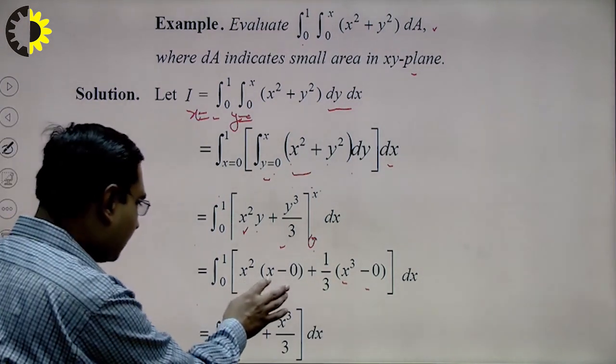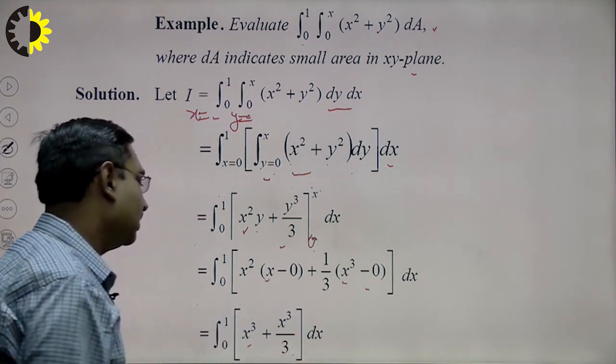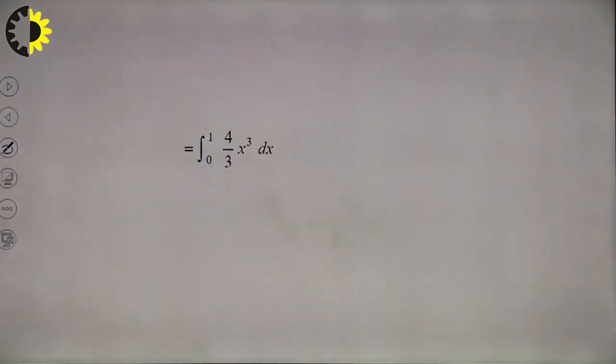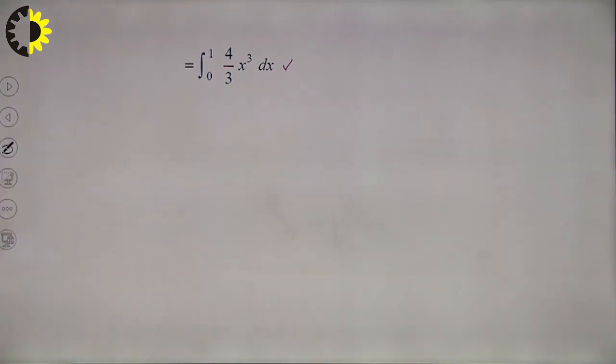Simplifying, it gives x cube. It is x cube upon 3. It gives 4 upon 3 times x cube.